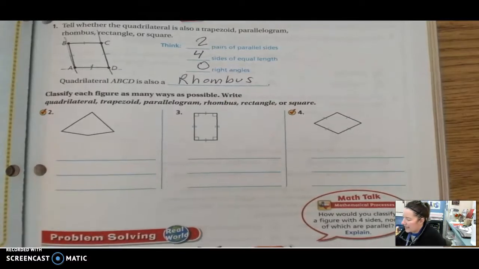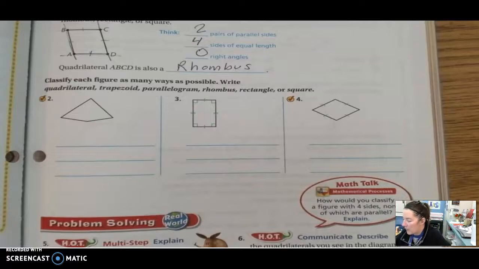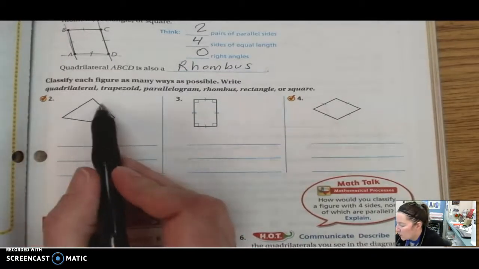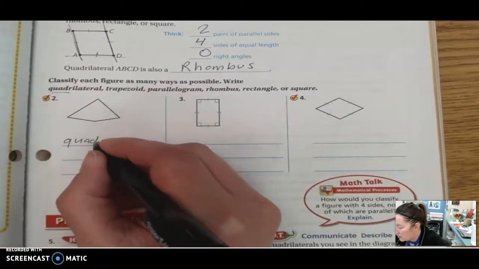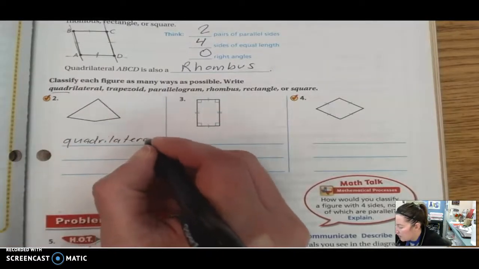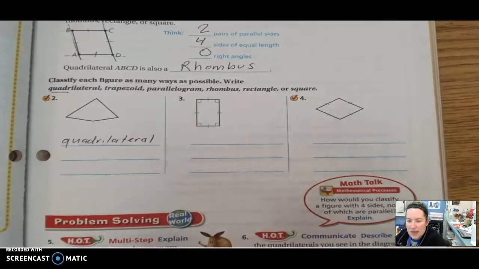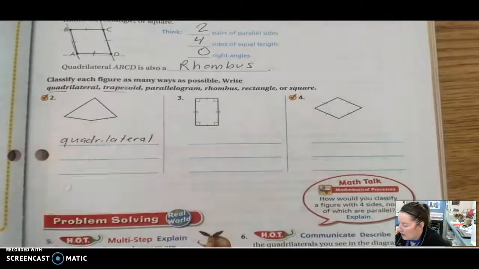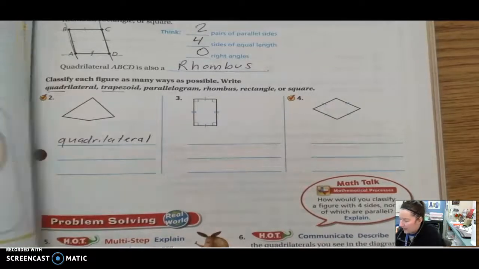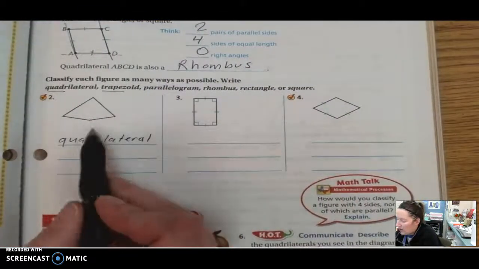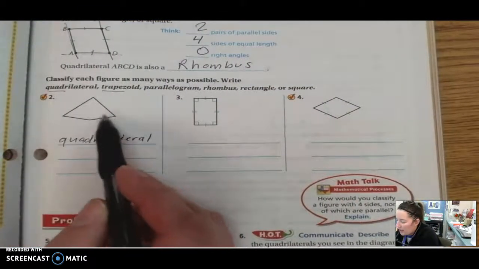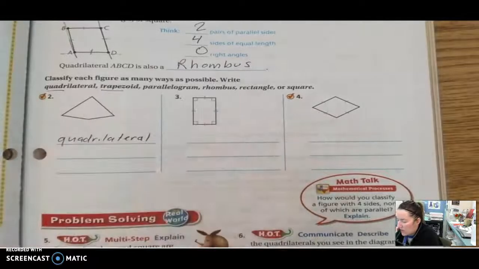Let's practice. It says classify each figure as many ways as possible: quadrilateral, trapezoid, parallelogram, rhombus, rectangle, or square. So let's look at this weird shape. Well, it has 1, 2, 3, 4 sides. So if it has 4 sides, I at least know it's a quadrilateral. Is it a trapezoid? A trapezoid has to have one pair of parallel sides. Does this have one pair of parallel sides? That's not parallel, that's not parallel, so no, it can't be a trapezoid.